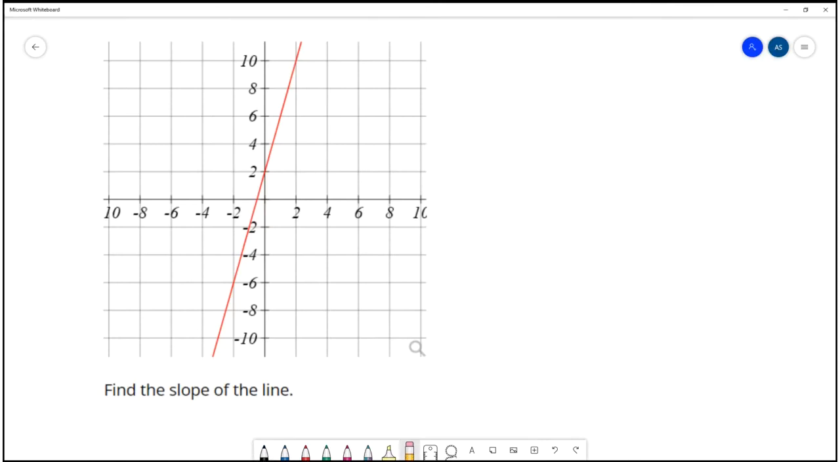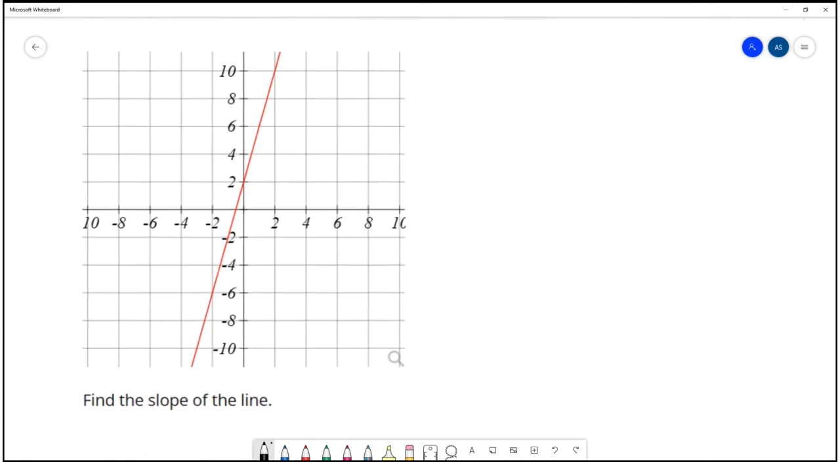In this example, we've been given the graph of a linear equation, and we want to find the slope of the line. Now, there are a few different ways that we can calculate the slope of a line. There's a formula for calculating slope, y2 minus y1 over x2 minus x1. So if we can identify 2 points on this graph, we can use this formula.